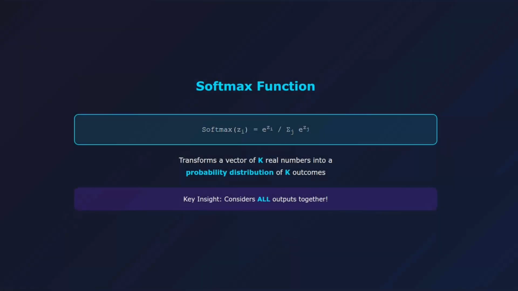Now let's talk about softmax. Softmax is more complex because it works on multiple values simultaneously. The formula for softmax takes a vector of k real numbers and transforms them into a probability distribution. For each element zi, we compute e to the power of zi, then divide by the sum of e to the power of zj for all j. The key insight here is that softmax considers all outputs together, not just one value in isolation.